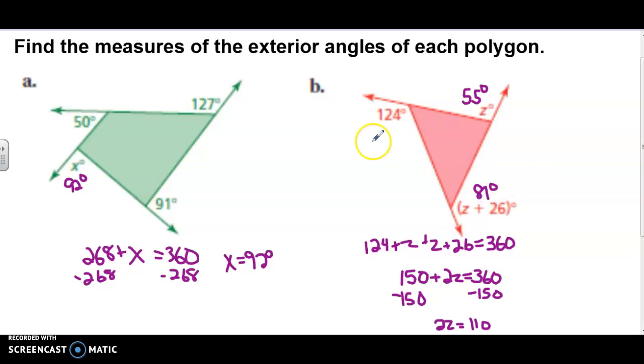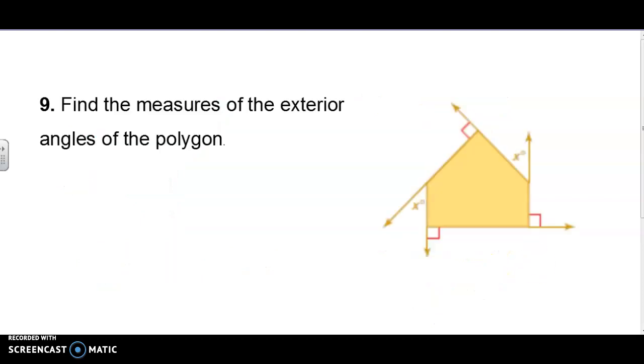So make sure you are following the directions. If it says find the measures of the exterior angles of each polygon, find the measures of the exterior angles. You've got to plug the variable back in. If it's just the variable, then you have your answer. If it's something else, you've got to plug it in and figure out what you get. So this last problem, I want you to try to figure this out on your own. Press the pause button. When you're ready, press play, and you'll see the answer come up on the screen.